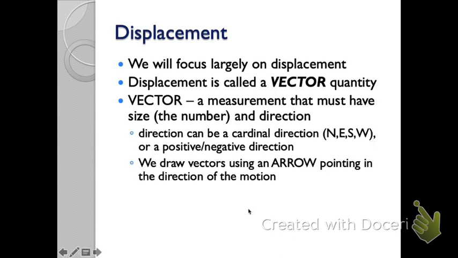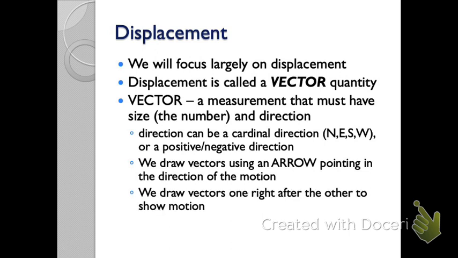So our direction can be positive, negative, or cardinal direction. That's what I just said. We draw vectors using an arrow going in the direction of the motion. And we draw vectors one right after the other to show our motion. Okay, so let me just give you a quick example of what that might look like.